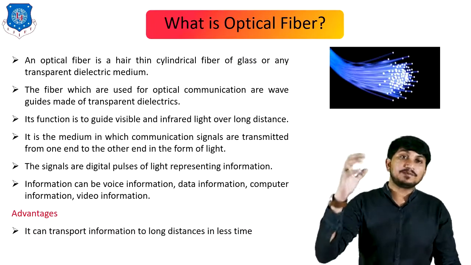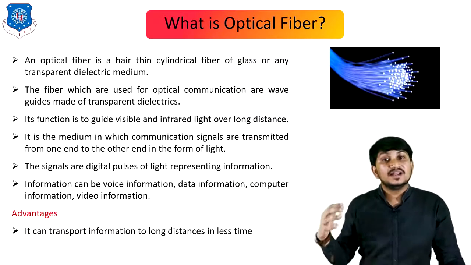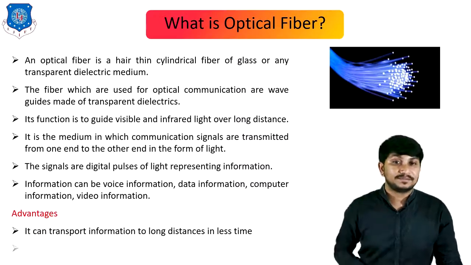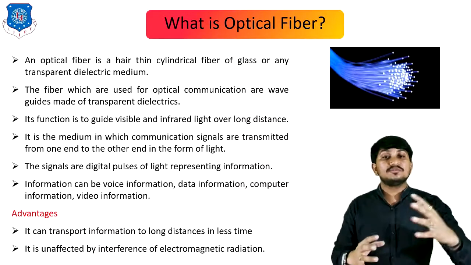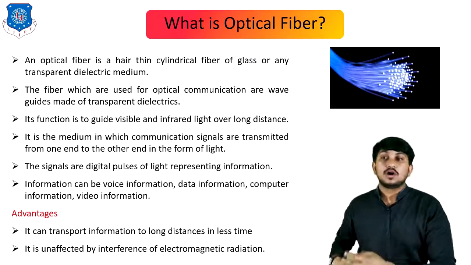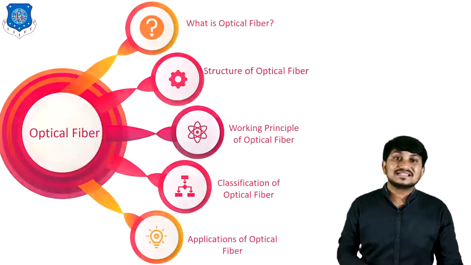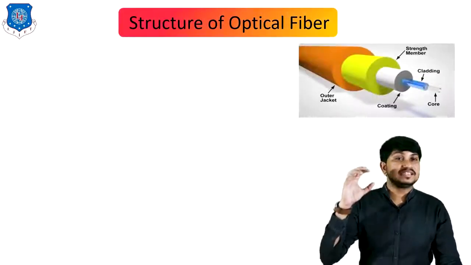The advantages of optical fiber compared to other cables or fibers are that it can transport information over long distances in lesser time. It is unaffected by interference of electromagnetic radiation. These are the two main advantages of optical fiber. Now let's discuss the structure of optical fiber. How is this optical fiber made?